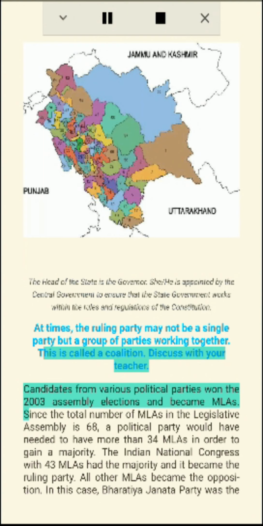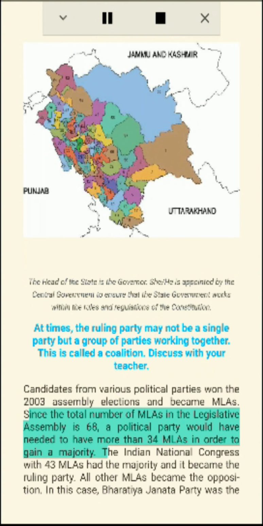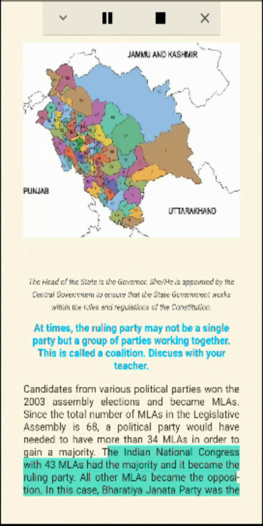Discuss with your teacher. Candidates from various political parties won the 2003 assembly elections and became MLAs. Since the total number of MLAs in the Legislative Assembly is 68, a political party would have needed to have more than 34 MLAs in order to gain a majority. The Indian National Congress with 43 MLAs had the majority and it became the ruling party. All other MLAs became the opposition. In this case, Bharatiya Janata Party was the major opposition party, since it had the largest number of MLAs after the Indian National Congress. Among the opposition were other parties, including those who had been elected as independent candidates.